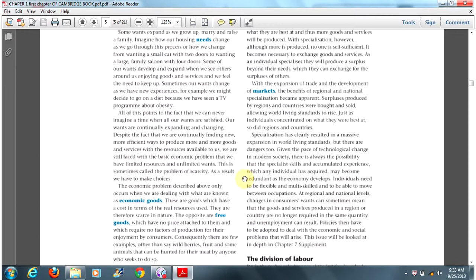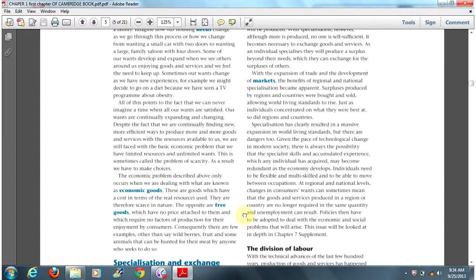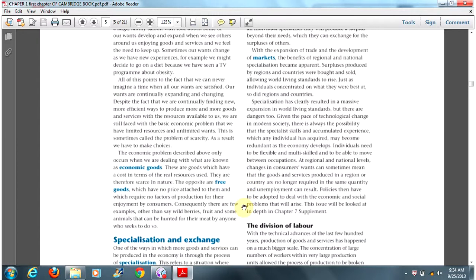Individuals need to be flexible and multi-skilled and be able to move between occupations. At regional and national levels, changes in consumers' wants can sometimes mean that goods and services produced in a region or country are no longer required in the same quantity, and unemployment can result. Policies then have to be adopted to deal with the economic and social problems that will arise. This issue will be looked at in depth in the Chapter 7 supplement.